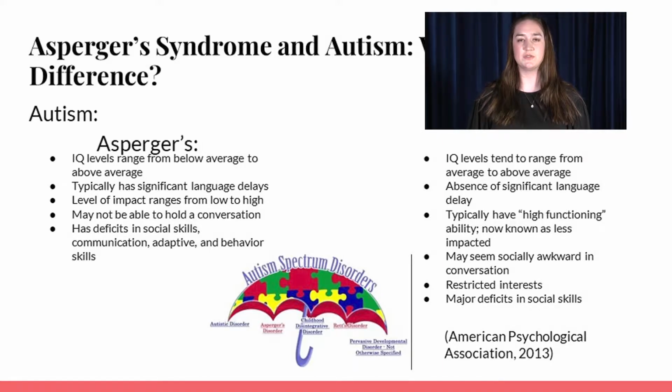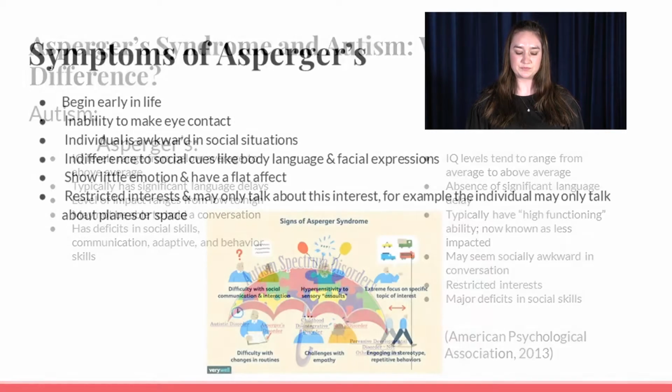Another distinction between Asperger's and autism is that individuals with Asperger's have restricted interests. They may seem very socially awkward in conversation, and then they will obsess over one topic during conversation.